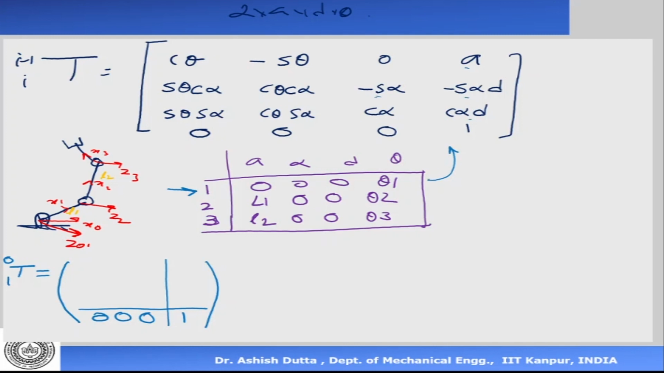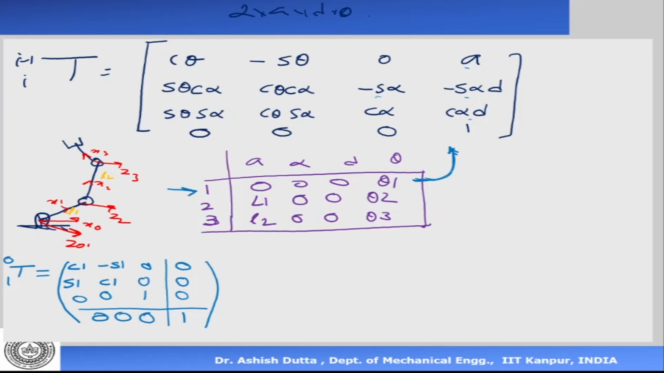So I take the first row and I put it in there. What will I get? I'll get cos theta 1, minus sin theta 1, sin theta 1, cos theta 1, 0 0 1 0 0. What is A? It is 0. What is D? It is 0, so this is 0 0 0. I hope you understand what I have done. I've taken the first row.